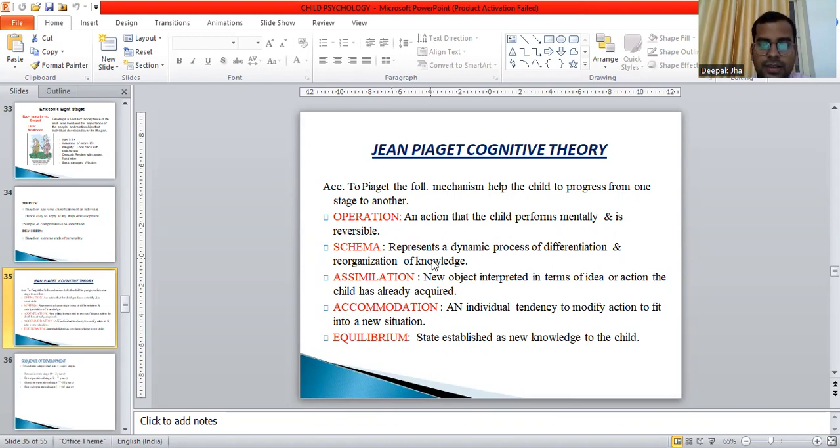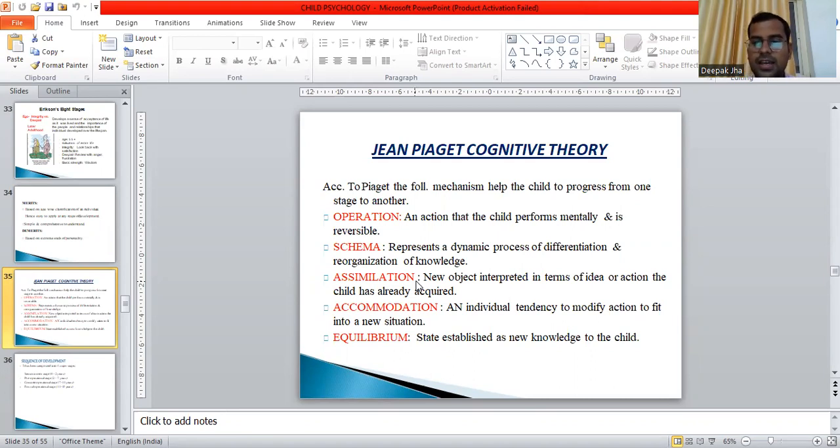Then there is something called assimilation. Whenever a new object is interpreted in terms of an idea or action the child has already acquired, this is what is called assimilation. Next, there is something called accommodation. It is the individual's tendency to modify the assimilated data to fit a new situation.